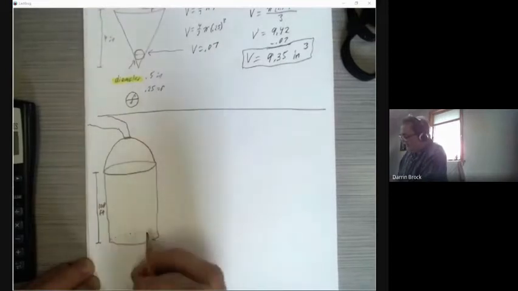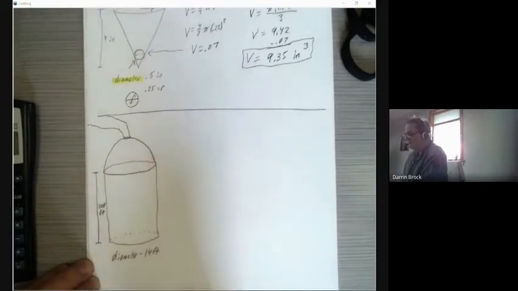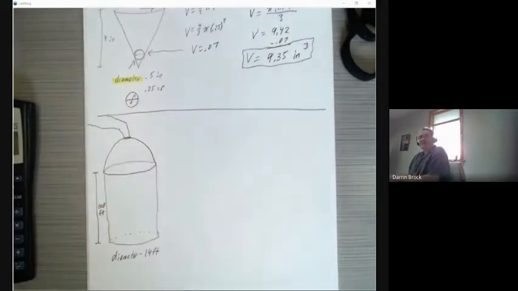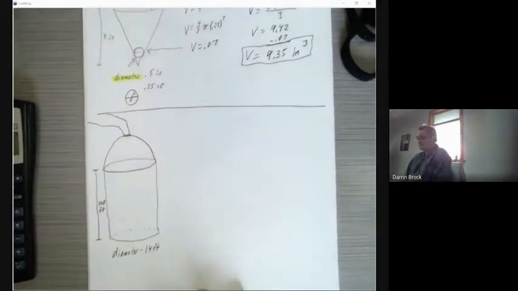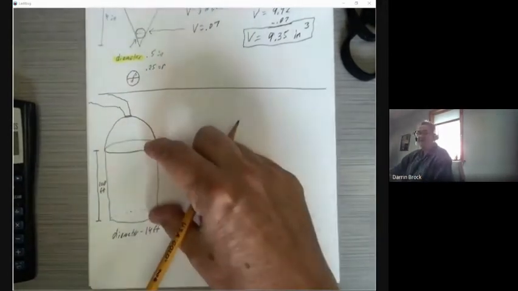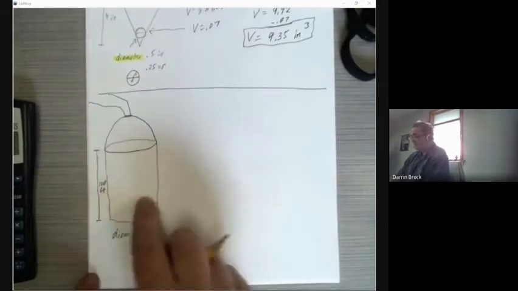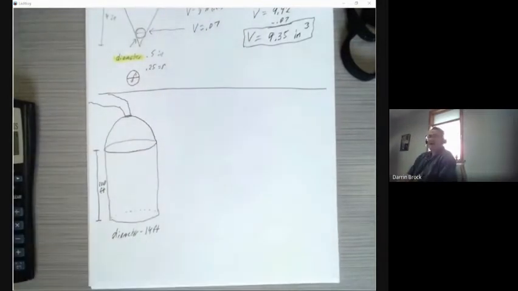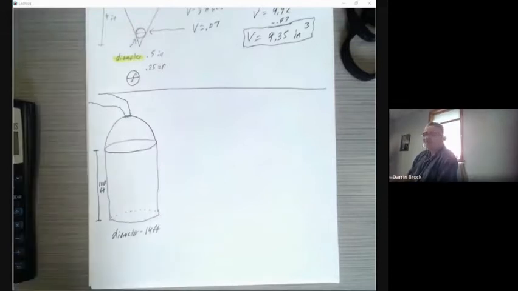And this has a diameter of 14 feet. And it'll say, how much grain can this hold? And that's all it'll tell us, right? It'll give us the height of the cylinder, the diameter all the way across, and ask how much will this hold? Well, we have 2 things here, right?